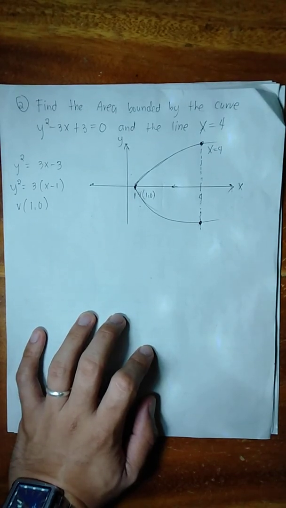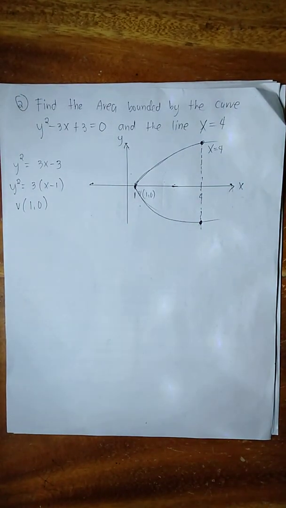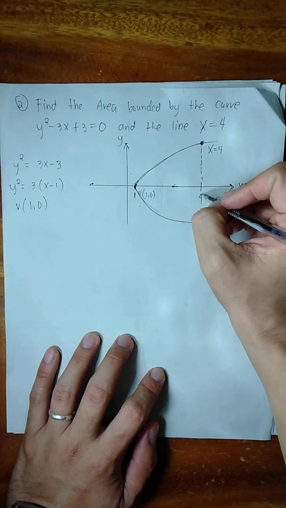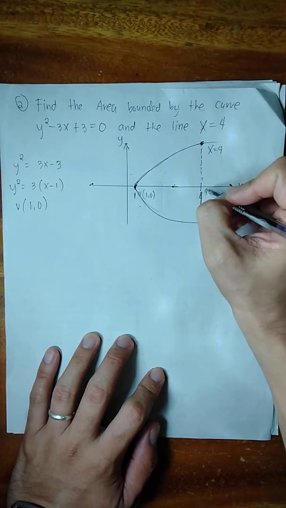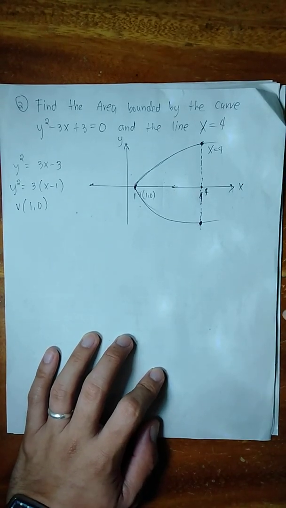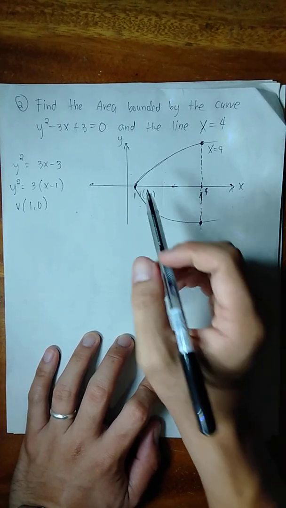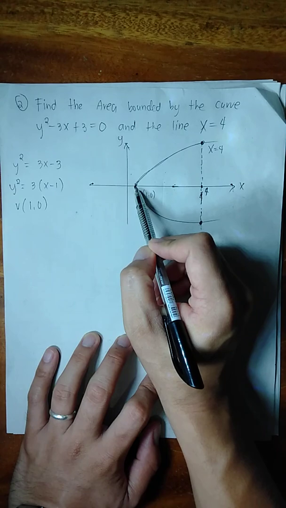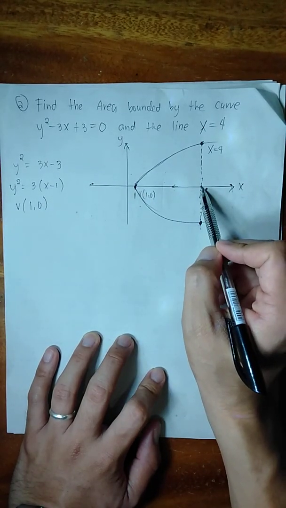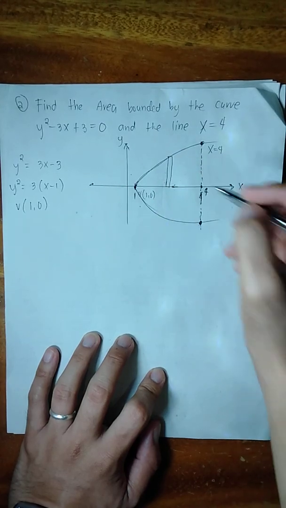So, the question: what strip will you use? Are you going to use vertical or horizontal? Either of the two is possible. So, what's the most obvious one you can use? The most obvious is still the vertical strip. Why, sir? Because what's given to you is x equals 1, right? Then x equals 4. So, your obvious choice is still the vertical strip. But you can also go horizontal.